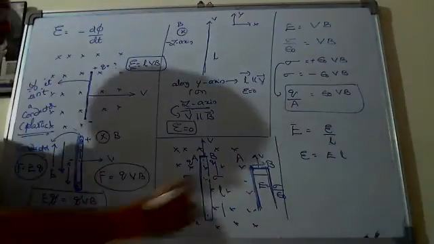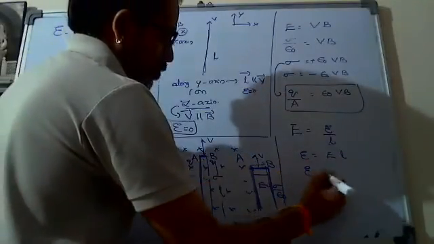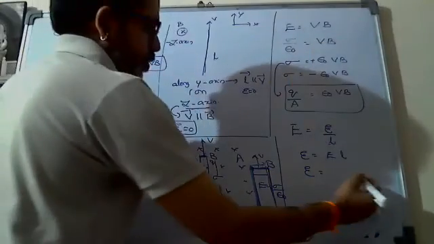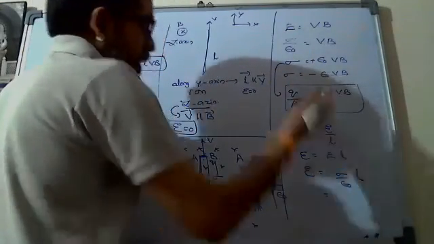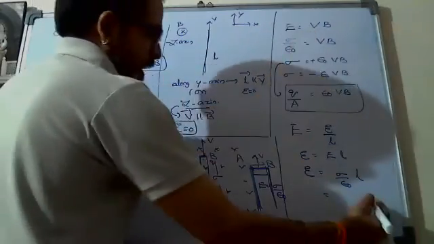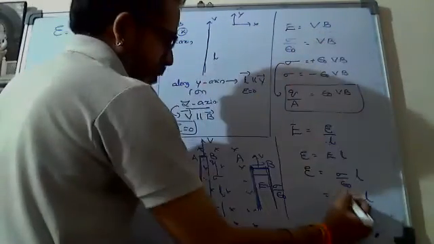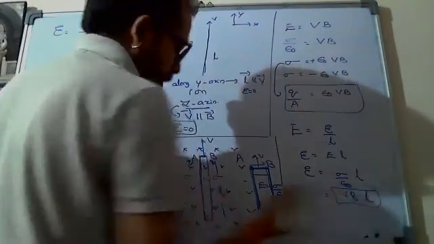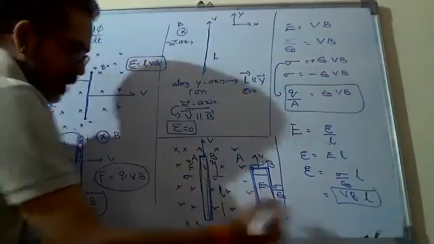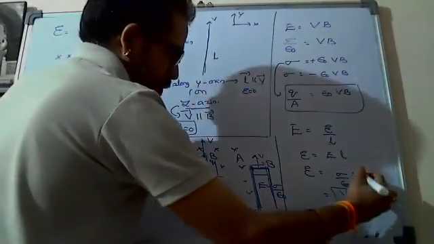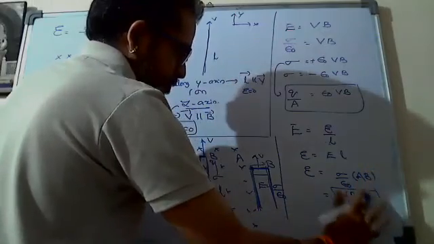Therefore, here the EMF induced is equal to, as usual, L into sigma by epsilon naught, or you are getting your own formula, L into that, which is vB. But keep in mind, here L is not the length of this conductor. L is nothing but AB, the length of AB.